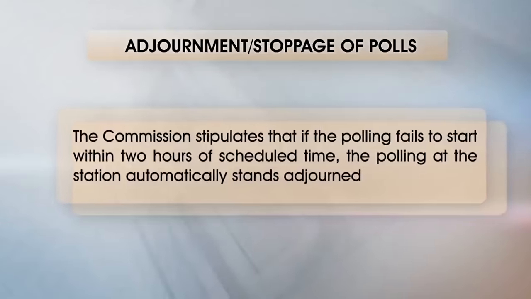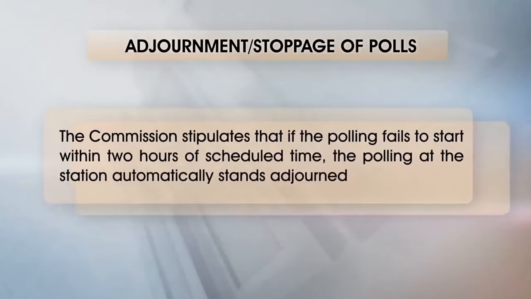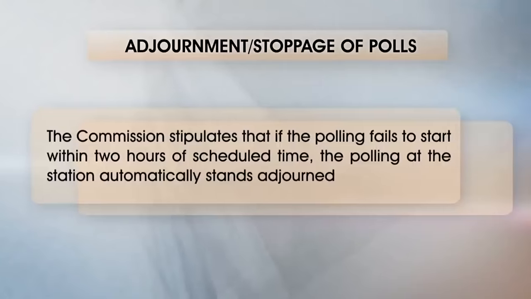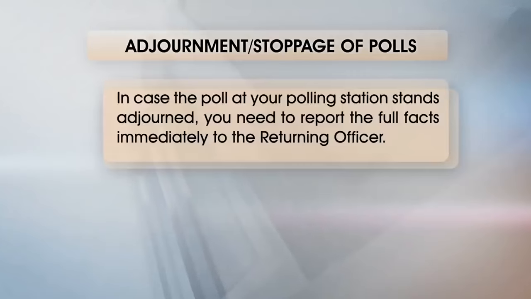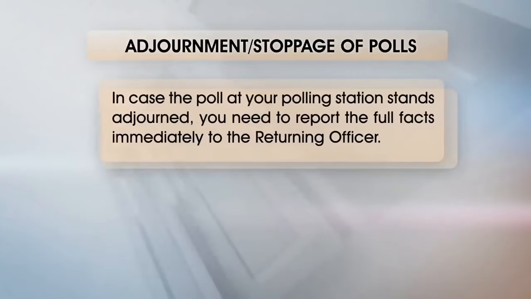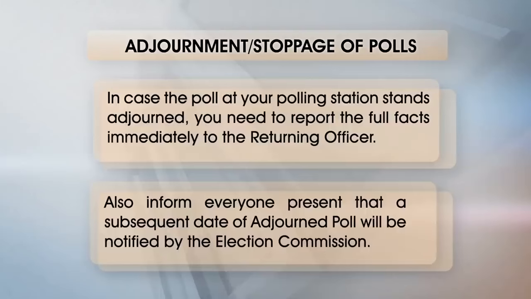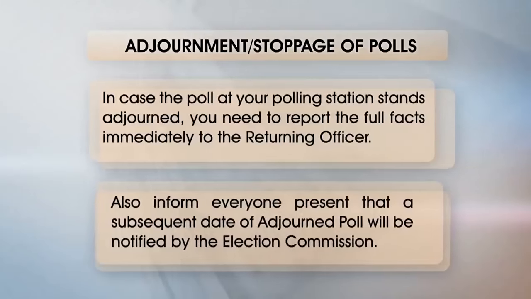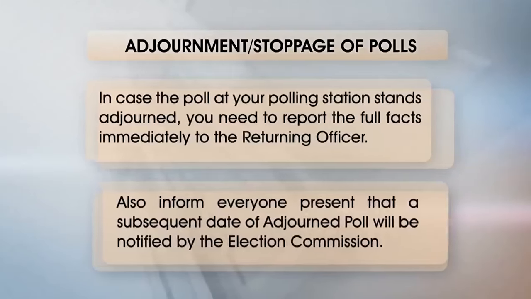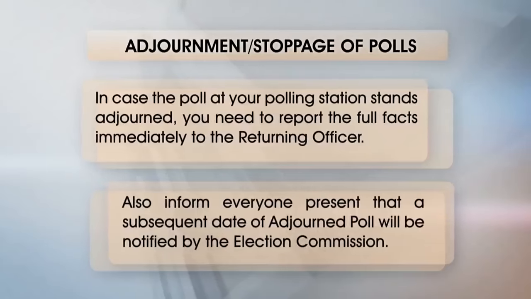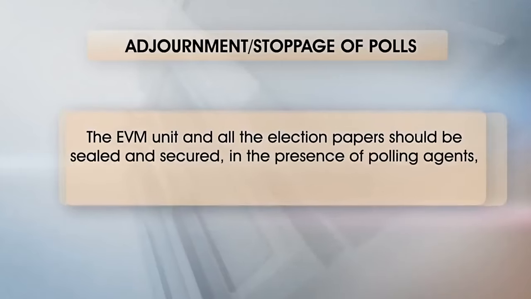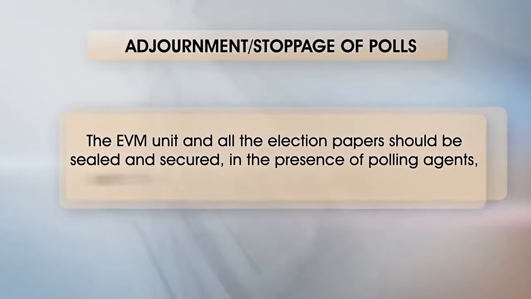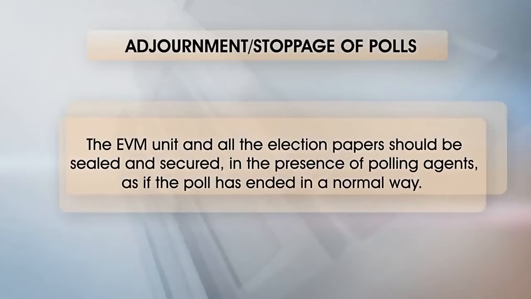The Commission stipulates that if the polling fails to start within 2 hours of scheduled time, the polling at the station automatically stands adjourned. In case the poll at your polling station stands adjourned, you need to report the full facts immediately to the returning officer. Also inform everyone present that a subsequent date of adjourned poll will be notified by the Election Commission. The EVM unit and all the election papers should be sealed and secured in the presence of polling agents, as if the poll has ended in a normal way.